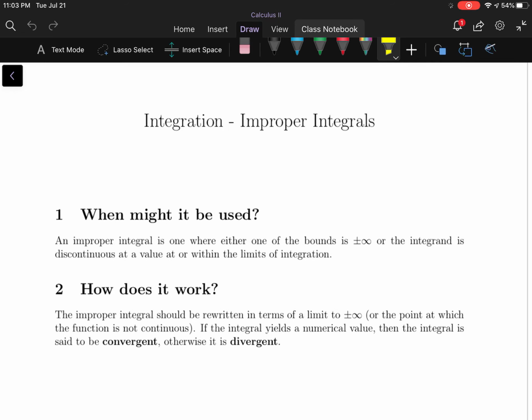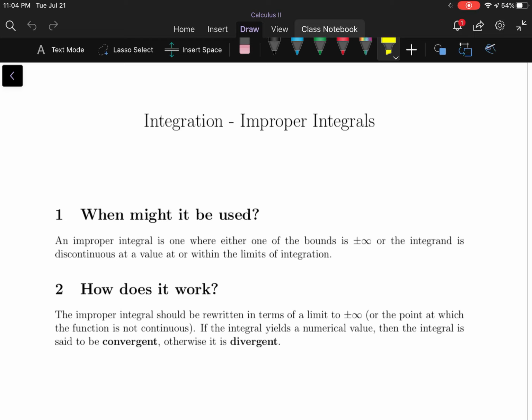Welcome. This video is going to be about improper integrals. It's not so much an integration technique as it is a particular scenario. And the scenario is when you have an integral that has one or more of the limits of integration as plus or minus infinity, or there is a value at or between those limits of integration at which the integrand does not exist. It's discontinuous. And you'll see both types of cases as I progress through this handout.